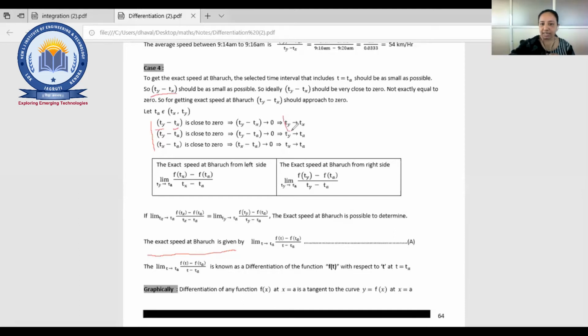Here the sign is, or it will be what? Ty is very near to tx. That means if that interval is smaller, then you will get the exact speed. Fine. So that can be represented in an equation like this. Maybe you know the concept of limit, right? If any student does not know, then also it will be fine. We are going to see it soon, right?